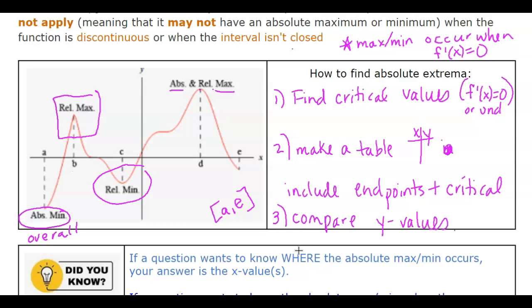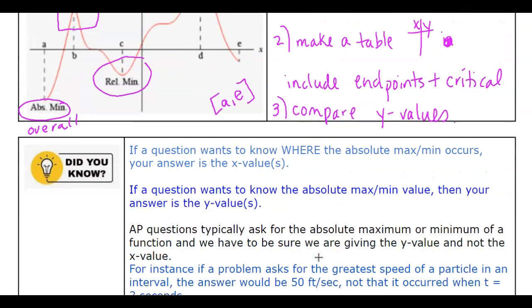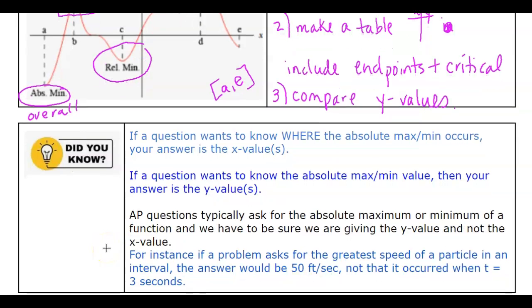Okay. This is a technicality, we call it AP semantics. If a question wants to know where the absolute max or min occurs, it might say find the x value, it might say where, then your answer is going to be the x value. A lot of times though, it will just say what is the absolute max or min. If it wants to know the absolute max or min value, then you're looking for a y value. So here's an example. If a problem asks for the greatest speed, it would be 50 feet, that would be the y value, not that it occurred at t equals 3 seconds.